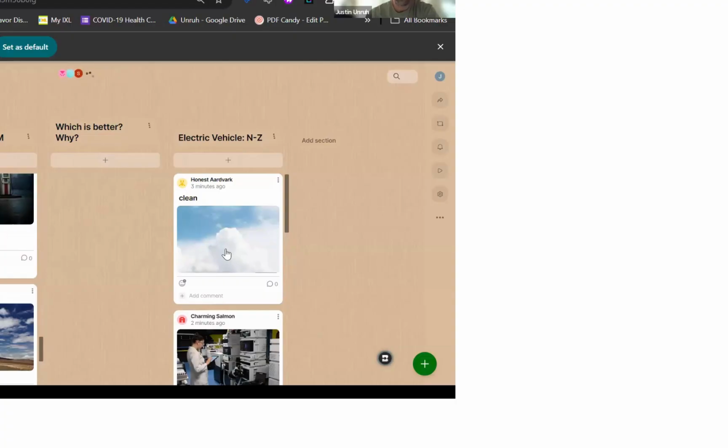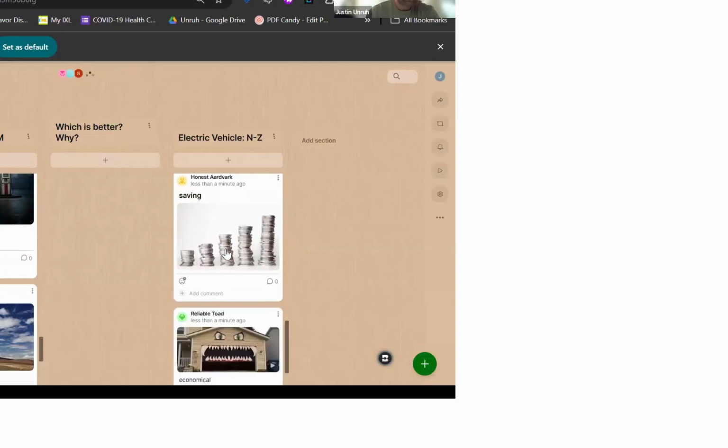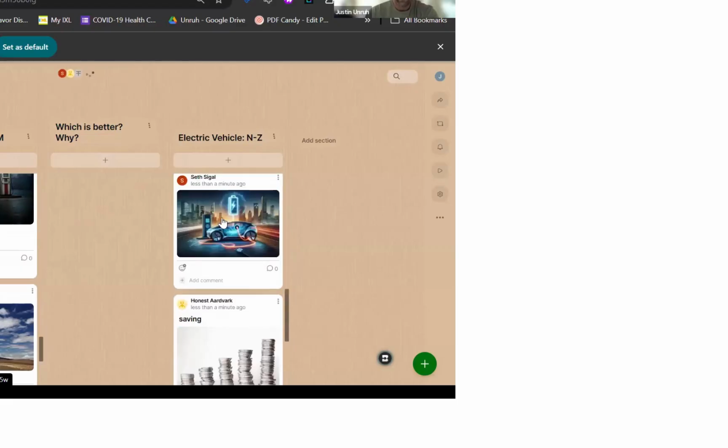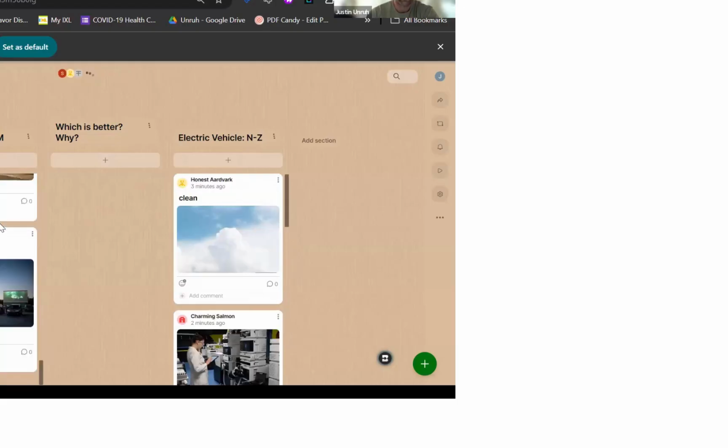About 30 more seconds. Okay. Now, what you do with Padlet is you go over to the right-hand side. Everybody look at the screen right now, and you can see that there is a play sign on there. And you're going to click that.